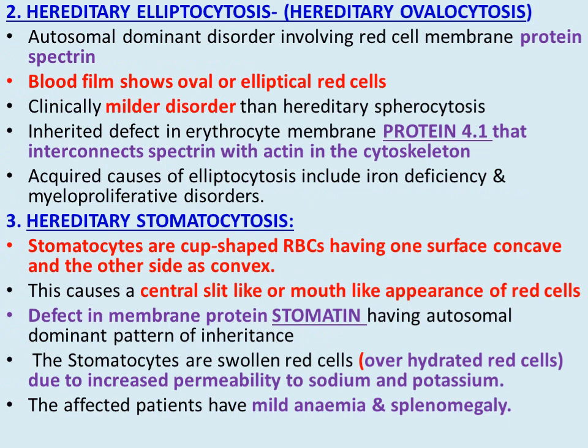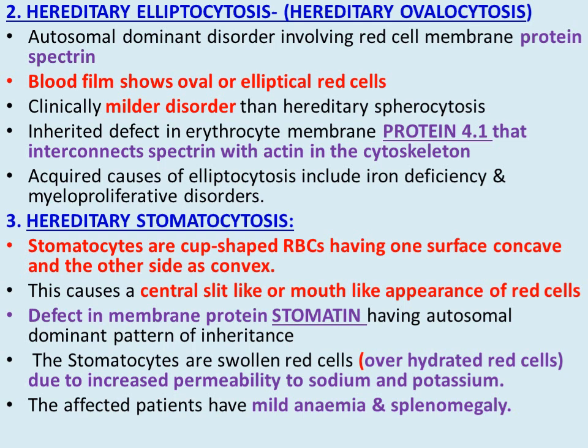Next, the second type of this hereditary red cell membrane disease: hereditary elliptocytosis, which is also called hereditary ovalocytosis. It is an autosomal dominant disorder involving the red cell membrane protein spectrin. Blood film shows oval or elliptical red cells. It is a clinically milder disorder than hereditary spherocytosis, so elliptocytosis is less dangerous than spherocytosis.